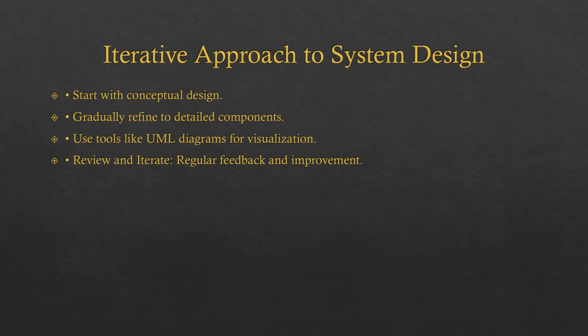System design should always be approached iteratively. Start with a high level conceptual design and refine it over time. Use tools like UML diagrams to visualize how different components interact. Constant feedback and iteration are essential for ensuring the design aligns with the business needs. By regularly reviewing and improving the design, we can ensure the system evolves to meet future requirements and challenges.